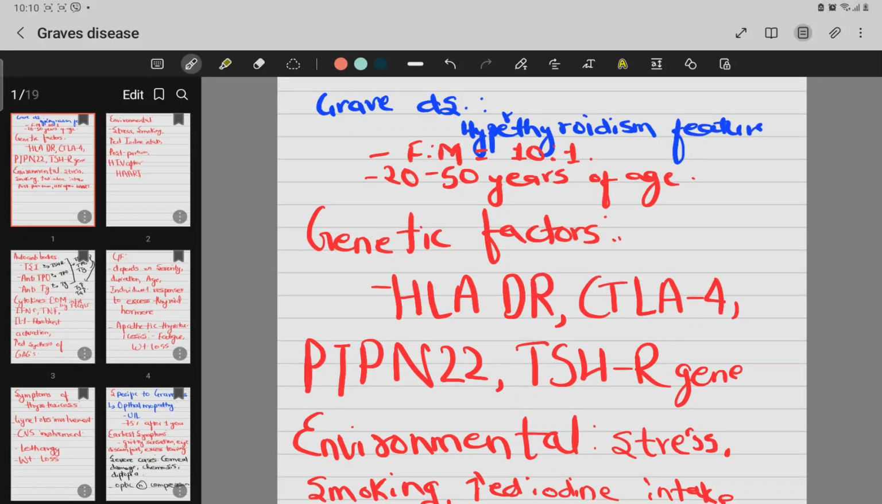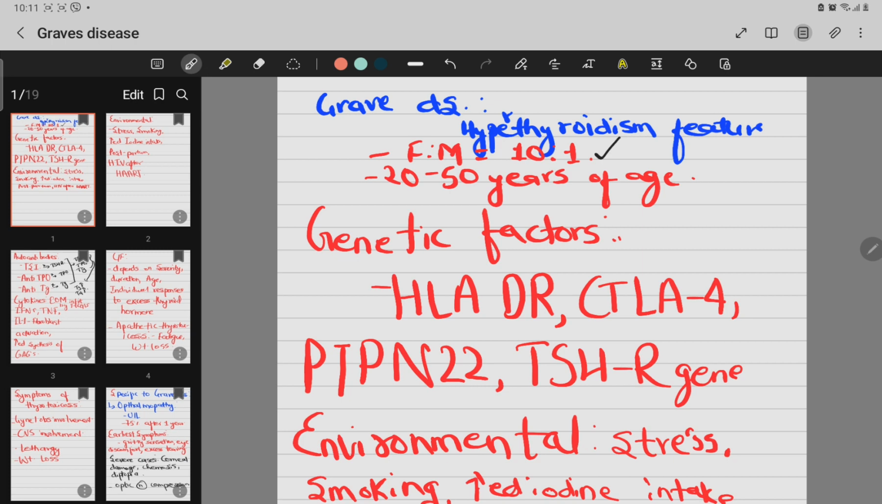Hey everyone, today we'll be discussing Graves' disease. Graves' disease is a hyperthyroidism disorder. In these cases, the female to male ratio is more than 10 to 1, that is 10 to 1, and it occurs at 20 to 50 years of age.